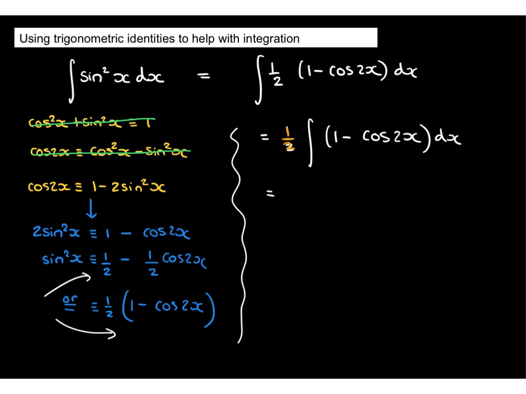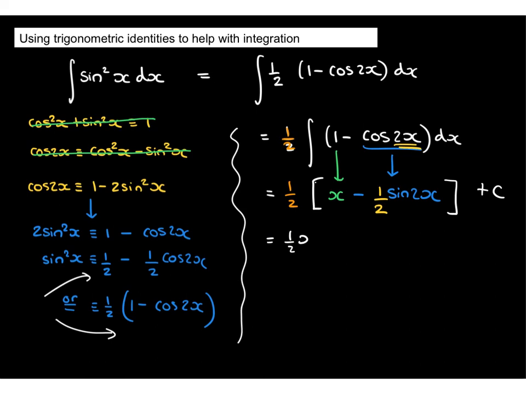Let's leave the factor of a half here, and then the rest of this becomes, well, 1 integrates to give me x, and then cos 2x integrates to give me, well, cos integrates to sine, but then we need to divide by the derivative of this inner function here, which is 2, so that gives me a factor of a half, and then don't forget plus c. Now we can expand, just for clarity, and this gives us our final answer. And this is really important. If you're asked to integrate sine squared x, you need to remember that it's this identity that will help you do it.